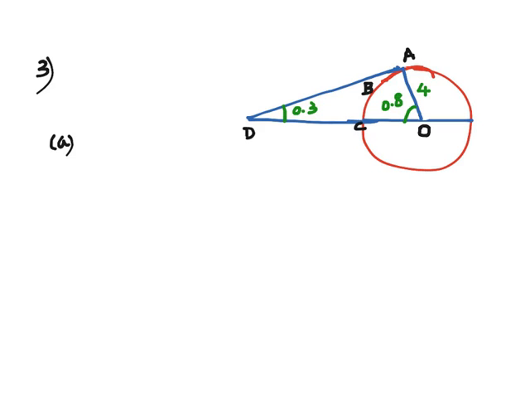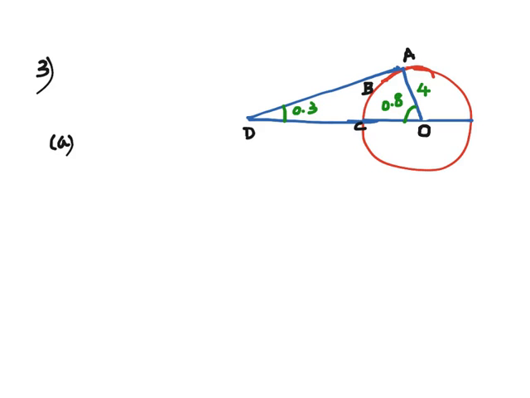Okay, this is problem number 3, students. The following diagram shows a circle with center O and radius 4 centimeter. The points A, B and C lie on the circle. The point D is outside the circle on OC, the extended line segment OC. Angle ADC is 0.3 radian. I have written it in green color. And angle AOC is 0.8 radians.